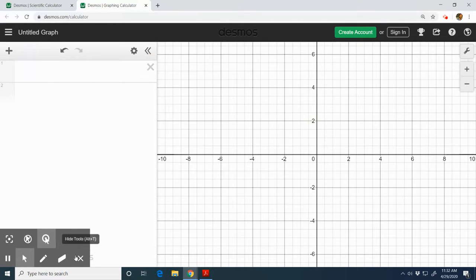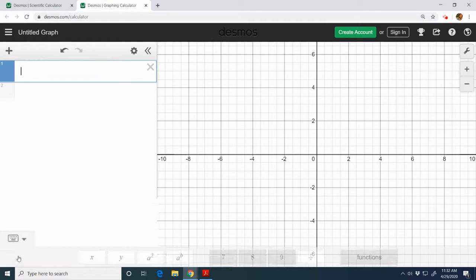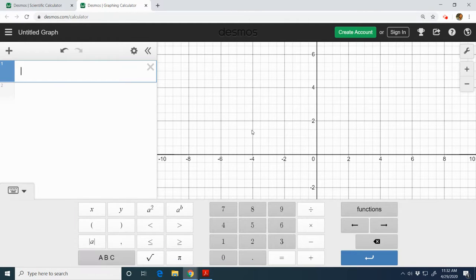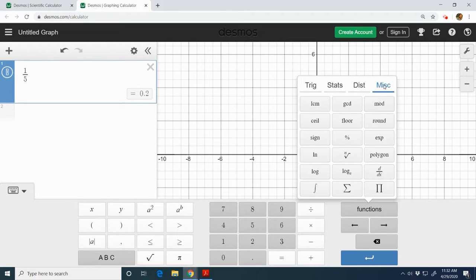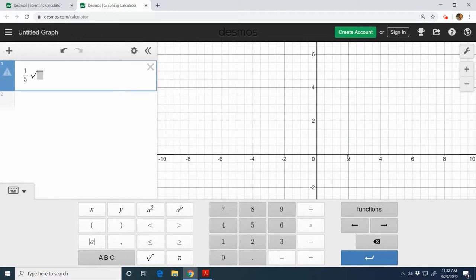So here I am in the graphing calculator. I need to pull up the keyboard here. And so if you want 1/5, just type in 1 divided by 5. It already turns it into a fraction. And then I want to do cube root. You see this button right here is square root. So if you hit the functions and you go to the miscellaneous tab, you see this, the little n. Here I can put in the little 3, and then I can type in x minus 3. And so here I have a graph of this function.